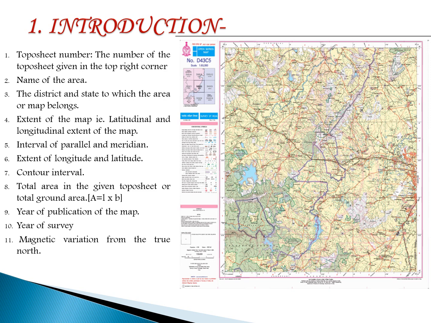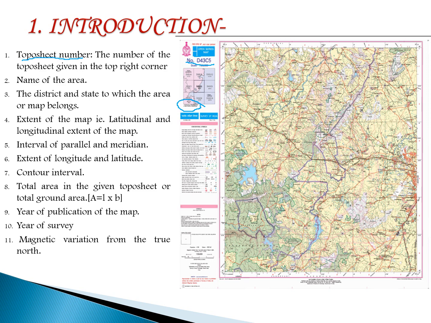Like for example, the first point is the topo sheet number. You can just write this number, okay. It takes hardly a few seconds: D43C5. So this is the number of the topo sheet. So this is the first point. Then the name of the area will be given here, okay.